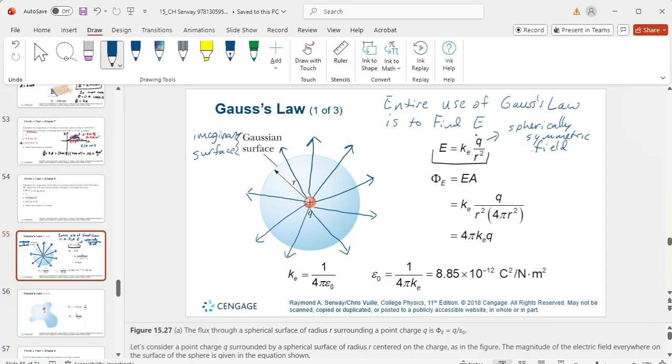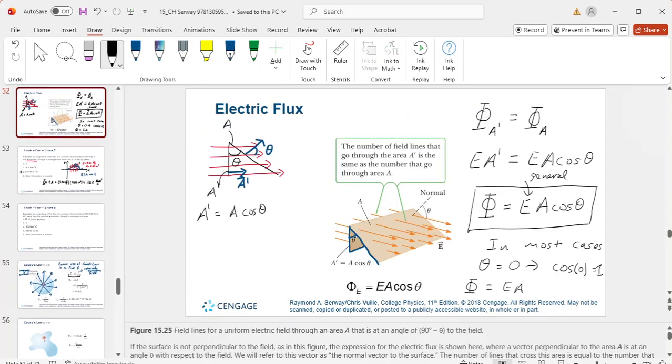Okay, so the claim is this. We're going to do a little bit of mathemagic here. Well, not too much mathemagic, but just a little bit. So if we have the field of a point charge, the entire reason I need to draw the surface is because to calculate flux, I need some sort of surface.